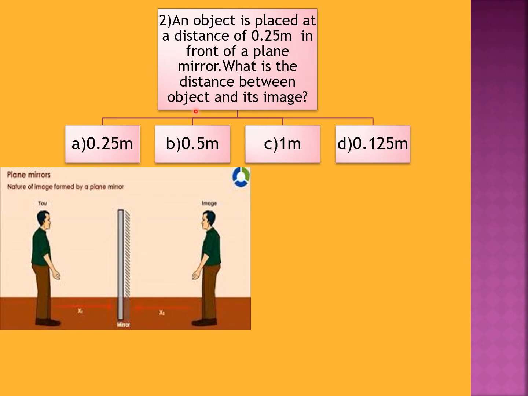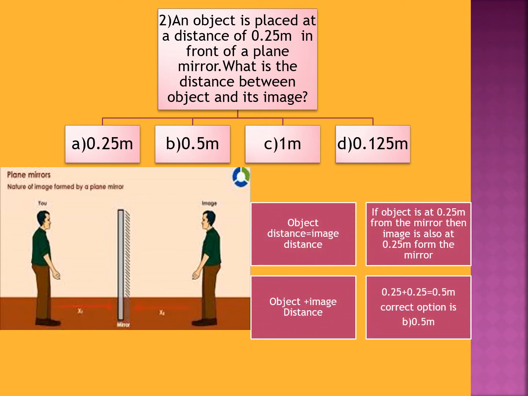They are asking the distance between the object and the image. That means this is the object, so this is the image. So you're asked this distance. Now again we'll have to apply this fundamental that we know, that in a plane mirror, object distance is equal to image distance. So if the object is at 0.25, then the image will also be 0.25 from the mirror we are talking about.